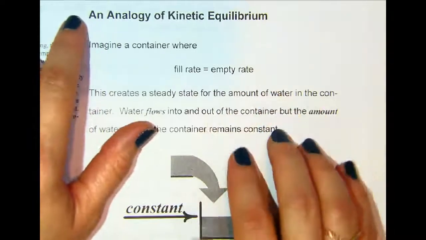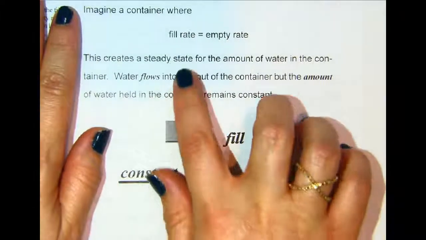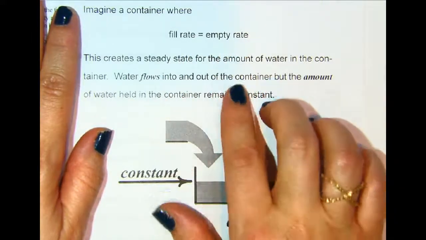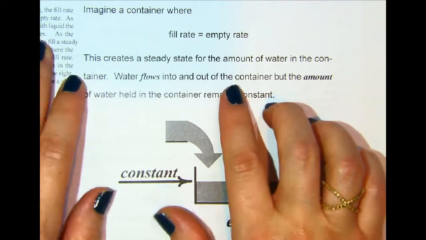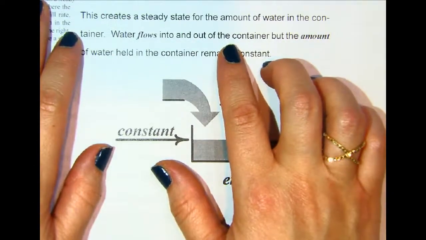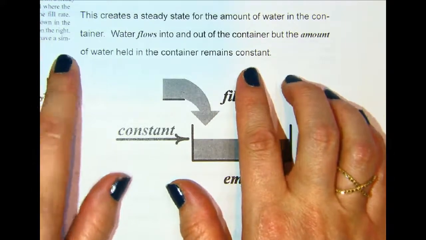An analogy of kinetic equilibrium. So imagine a container where the fill rate equals the empty rate. This creates a steady state for the amount of water in the container. Water flows into and out of the container, but the amount of water held in the container remains constant.